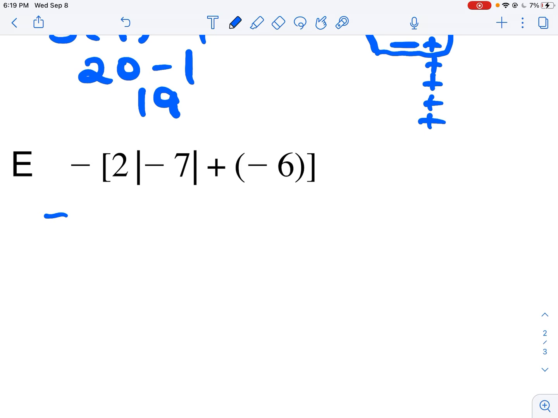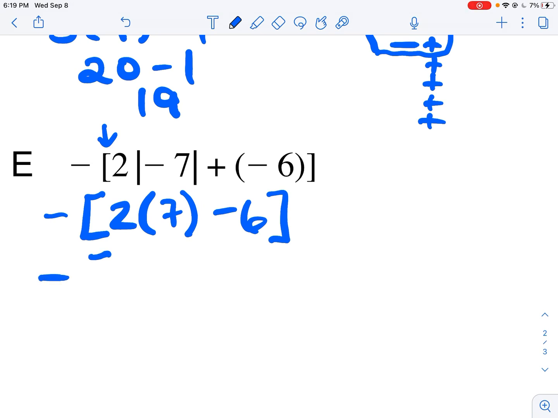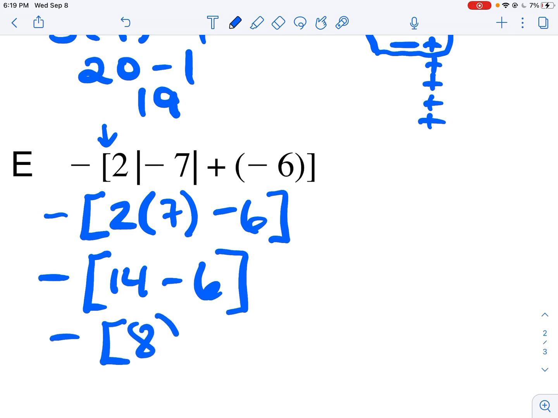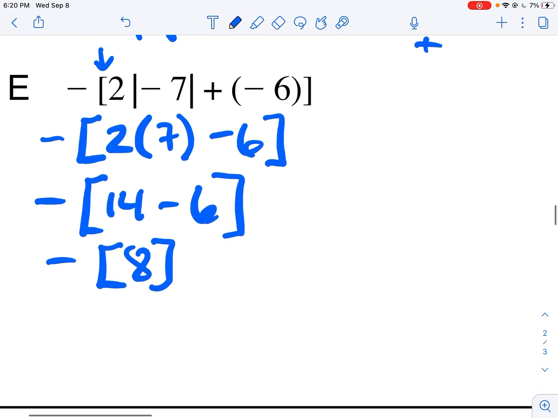So here we have, notice how I have a bracket here. So then I have 2 times the absolute value of negative 7. The distance from 0 to negative 7 is 7, minus 6. Okay, so 14 minus 6. So that would get me 8. Oops. I'm going to use a bracket. I might as well keep a bracket. The opposite of a positive 8 is a negative 8.